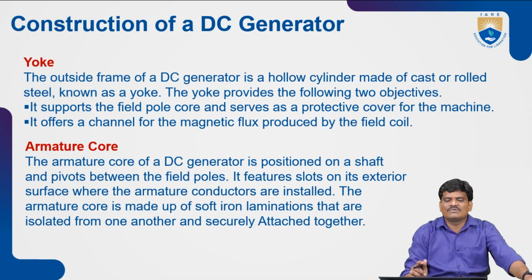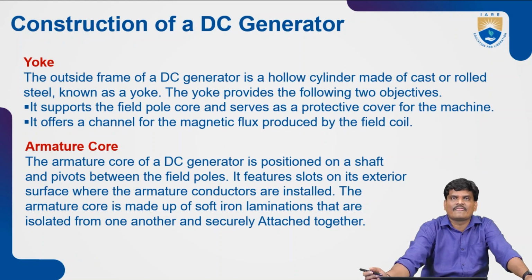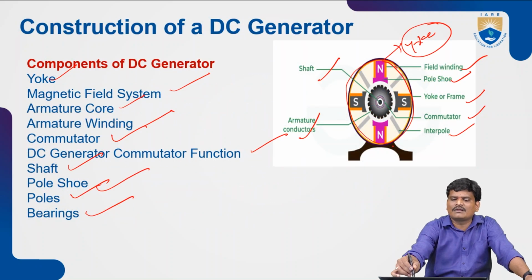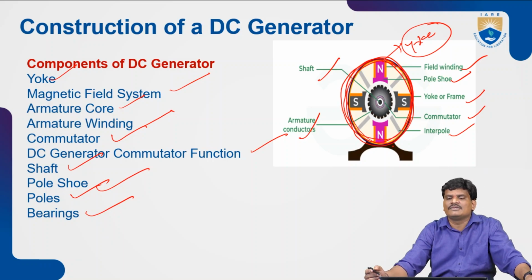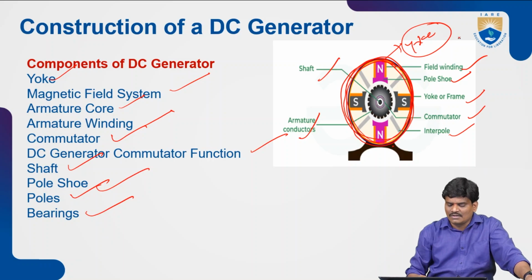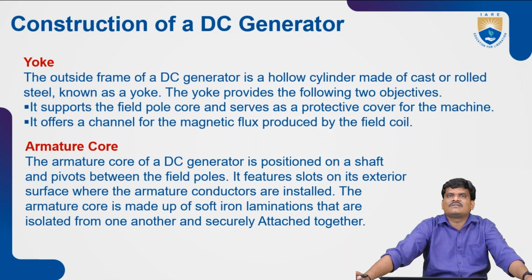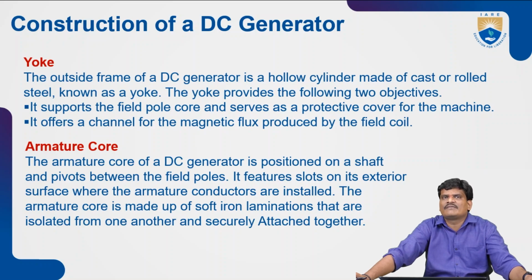Now the first and foremost part is nothing but what? Yoke. So yoke is nothing but what? In this particular diagram, the outer cover which is used to protect the parts present in this machine can be called a yoke. And the definition for yoke is: the outside frame of a DC generator is a hollow cylinder made up of cast or rolled steel. So the yoke can be made using cast steel or rolled steel.